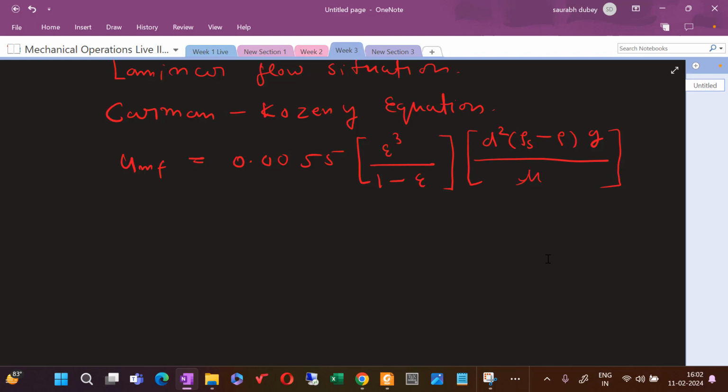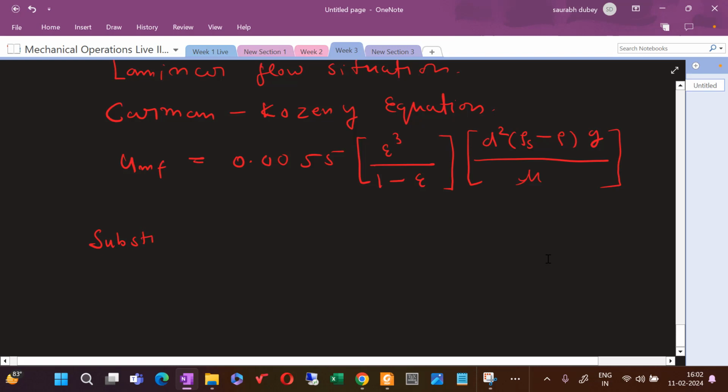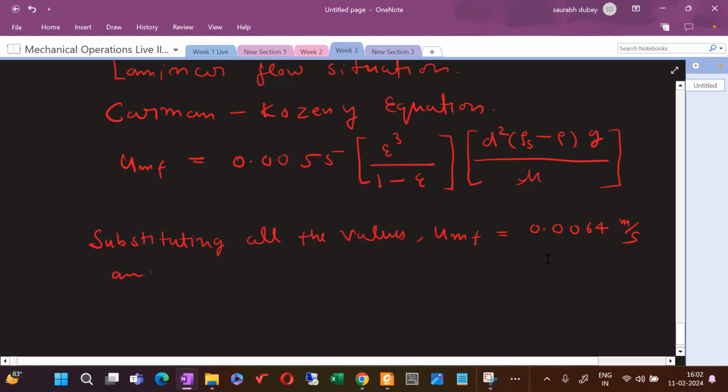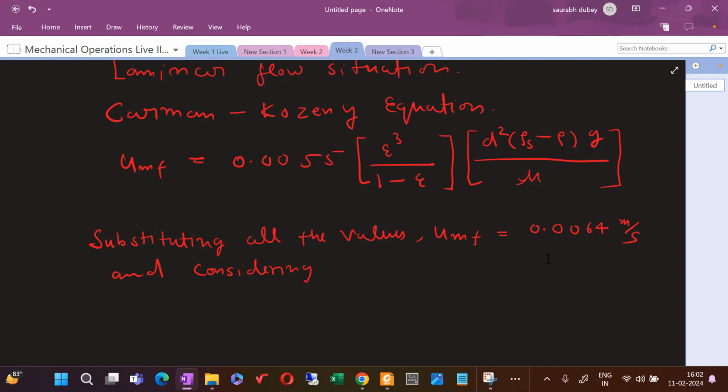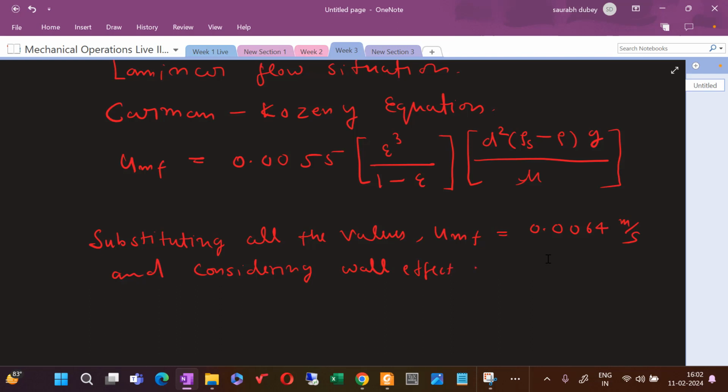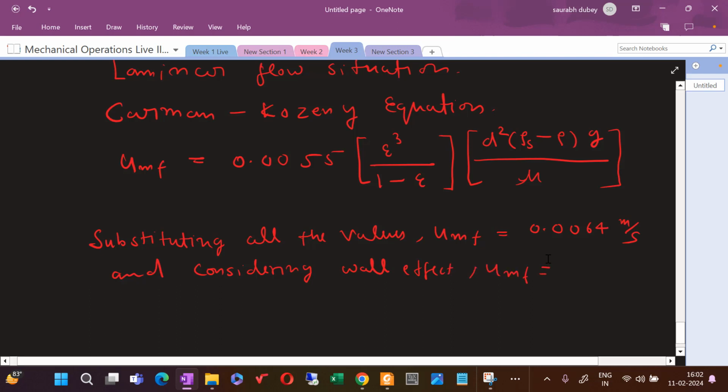So what is this? Substituting all the values, UMF equals 0.0064 meter per second. And considering the wall effect, UMF equals 0.0071.